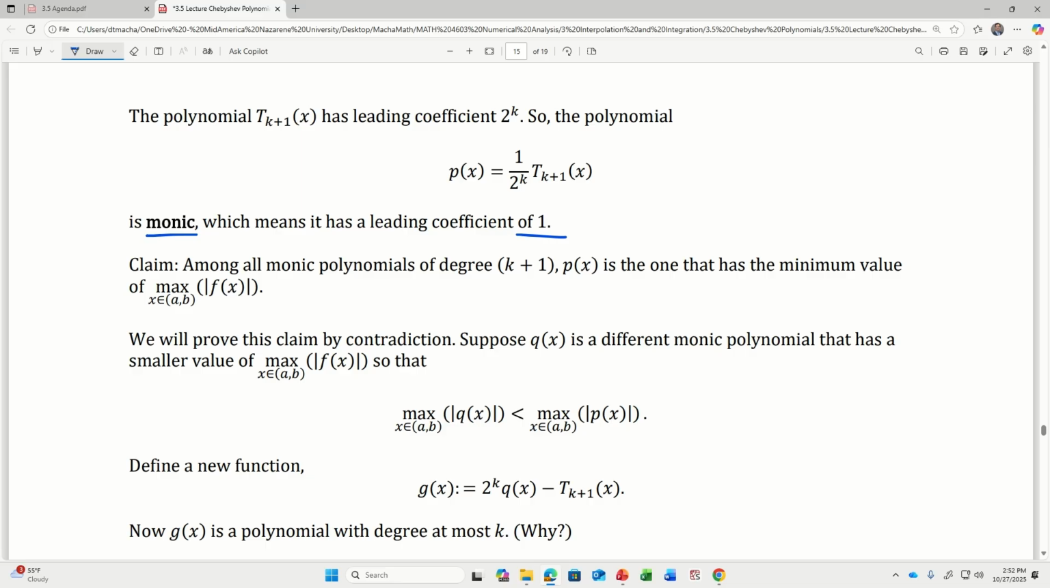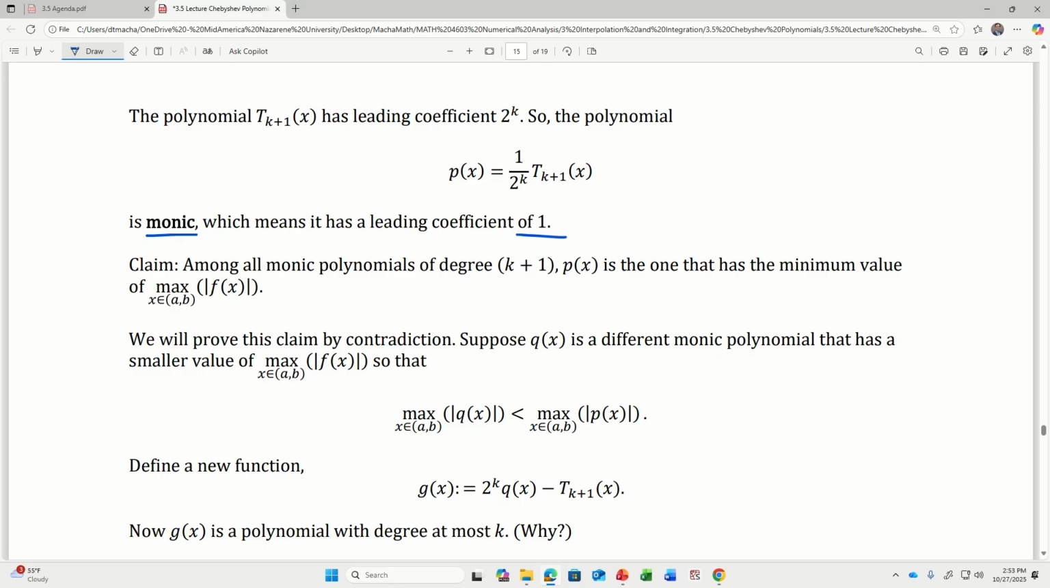So this is going to be what's called a proof by contradiction. My claim is that among all monic polynomials of degree k plus 1, lowercase p is the one that has the minimum value of the maximum of the absolute value of the polynomial. Proving by contradiction means this. I'm going to suppose that my claim is not true to begin with, and then at the end I'll tell you that, yeah, we just found a contradiction, which means my claim has to be true, right?